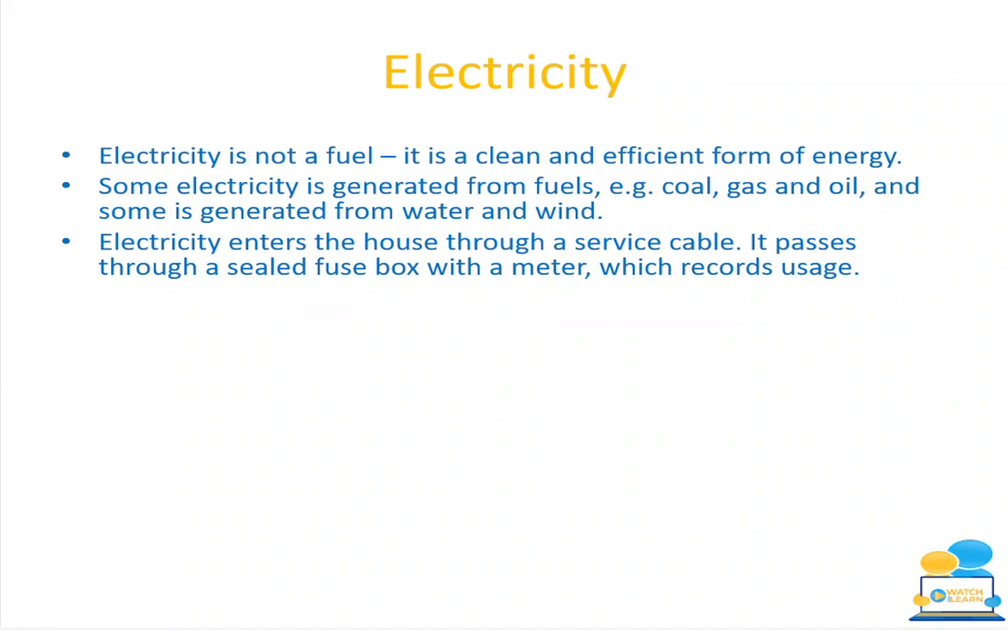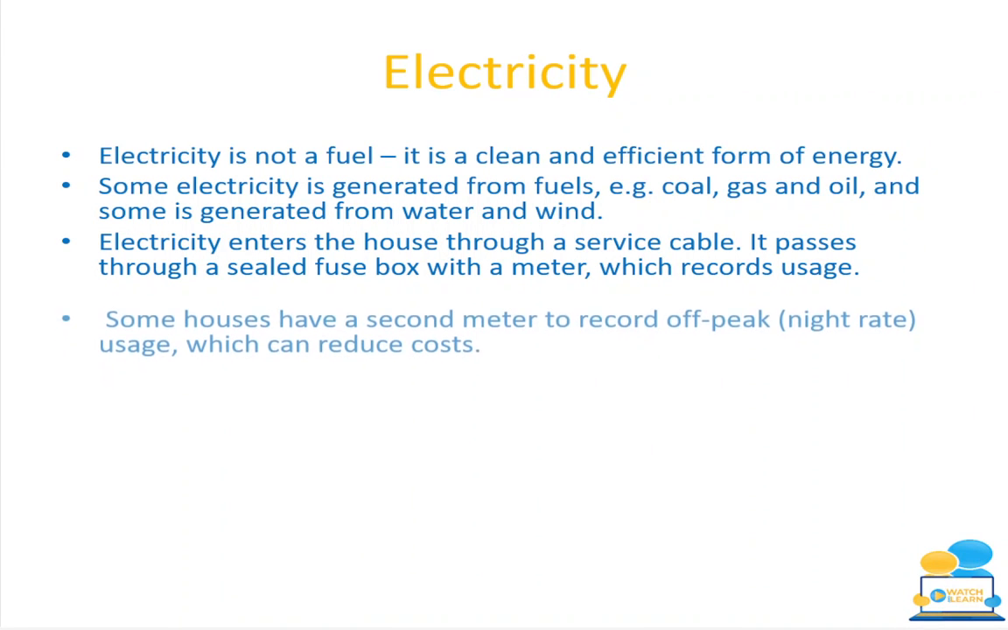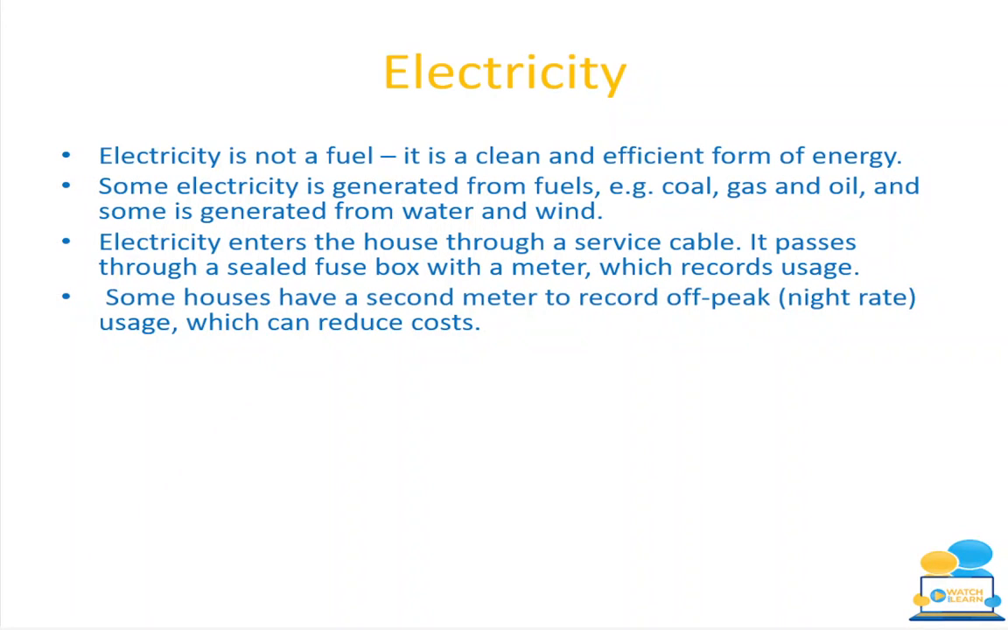As electricity enters a house, it comes through the service cables, which go through a sealed fuse box, okay? The fuse box is usually located in the likes of your cloakroom, and it records the usage. Some houses have a second meter, which is becoming more popular now, which records the off-peak night rate. So you can get cheaper electricity at night, which is why your parents and guardians might do the washing at night instead of during the day.